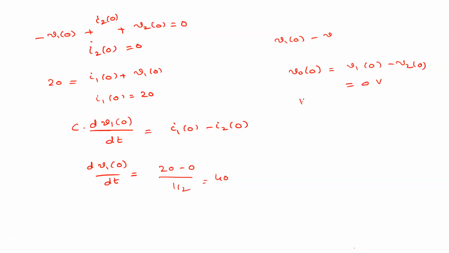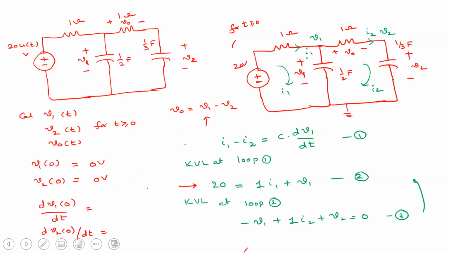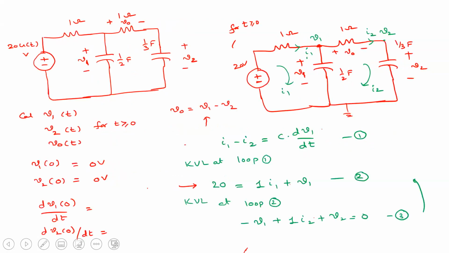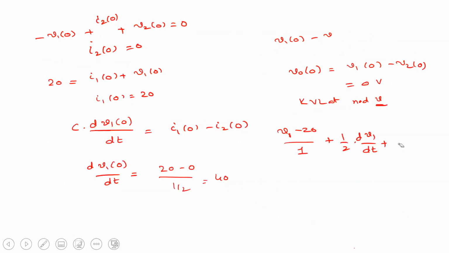If we apply KVL at node V, what will you get? So V1 minus 20 by 1, that is 1 ampere, plus what is the next term? What is the next current? If you apply KVL here, dV1 by dt. Sir, where is V, sir? This is V1. So V1 minus 20 by 1.